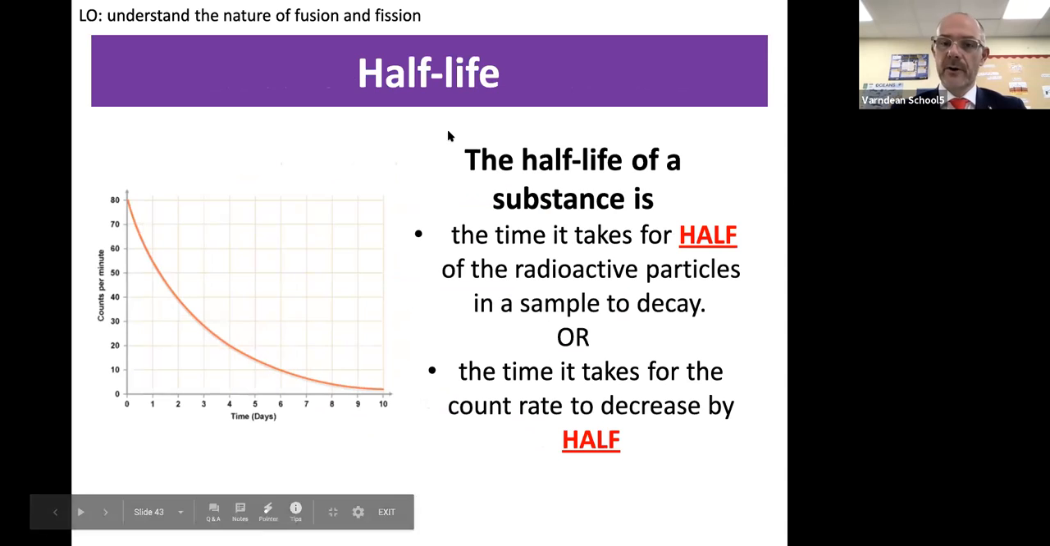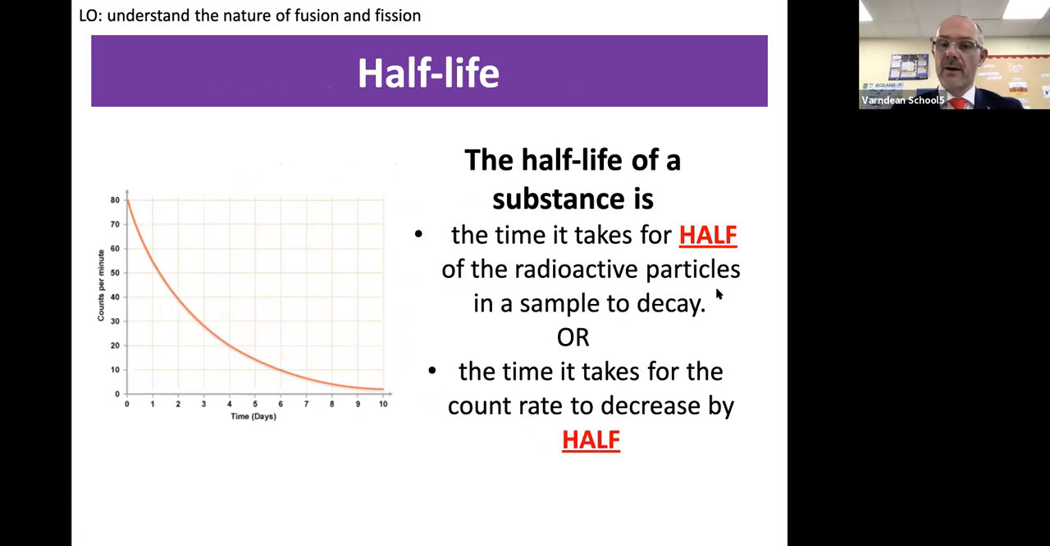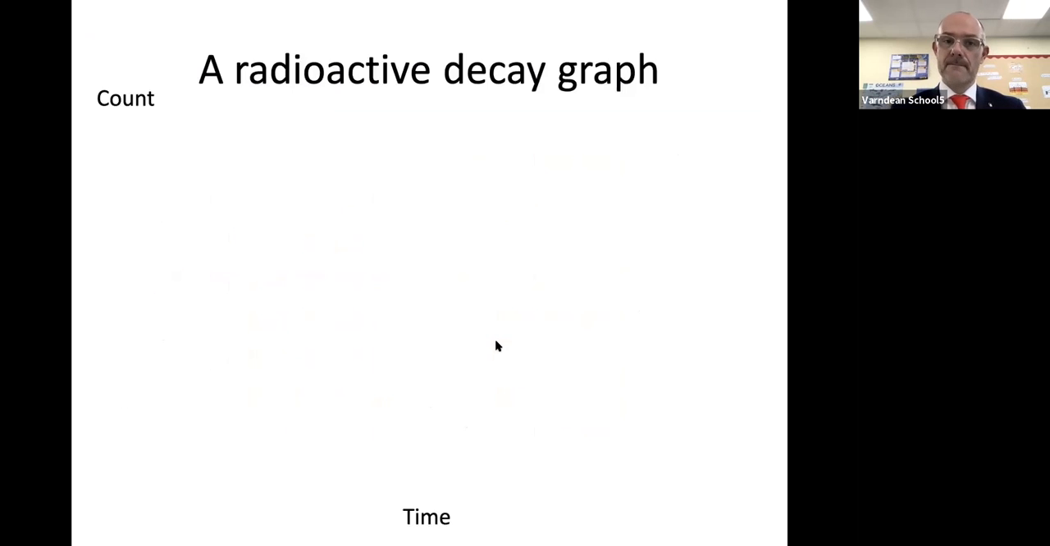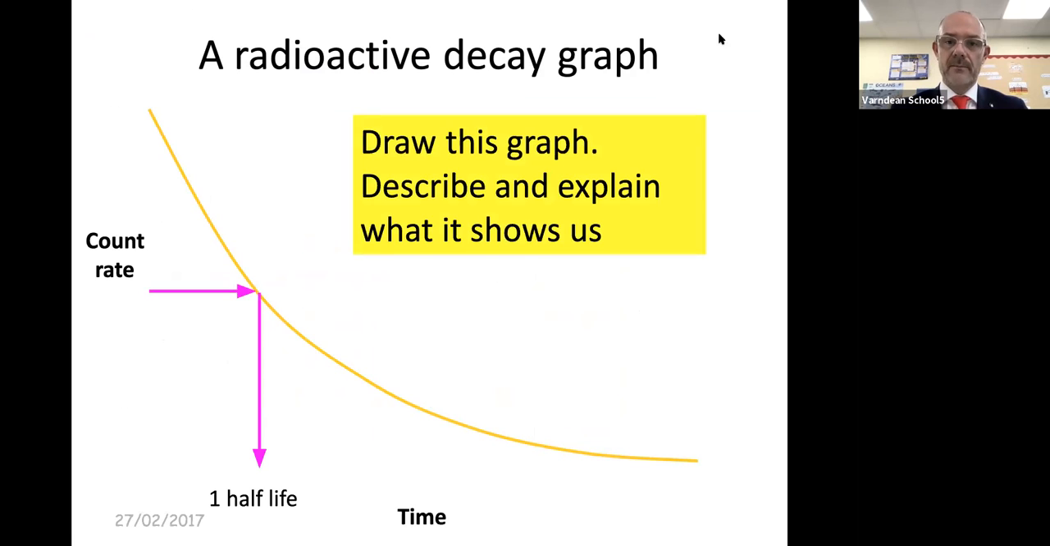The half-life of the substance, here's our definition, is the time it takes for half of the particles to decay, or the time it takes for the count rate to decrease by half. Depends what they give you on the graph. It is essentially the same thing. You halve it. Okay, it is the time it takes to halve it. And it allows us to do all sorts of calculations. So we just did that one.